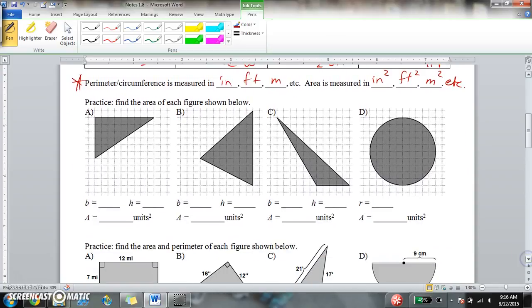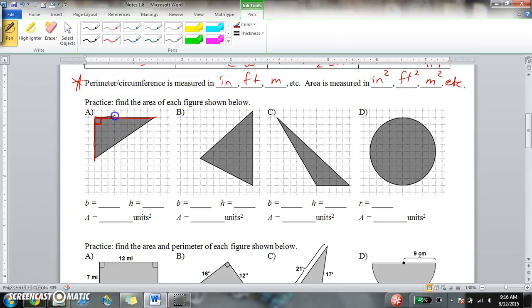So practice finding the area of each figure shown below. Here we've got a triangle, so we need to find a base and a height. And remember, it's very important that our base and our height are perpendicular to each other. Luckily for this triangle, these two sides right here, this side and this side, are already perpendicular to each other. So we're going to use that as our base and our height.